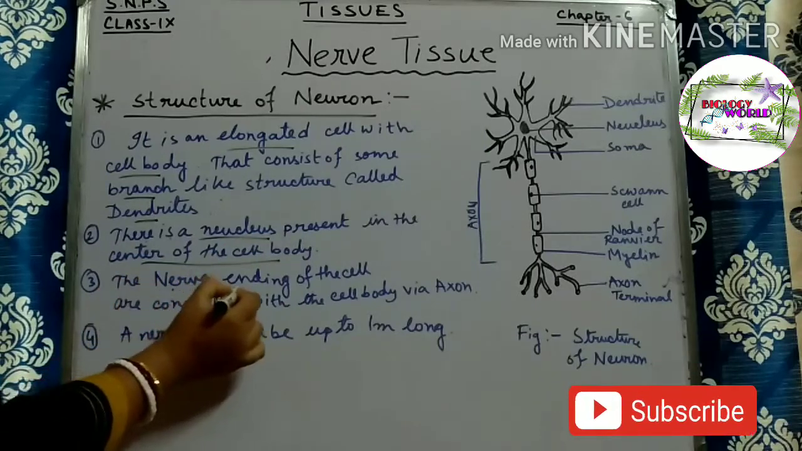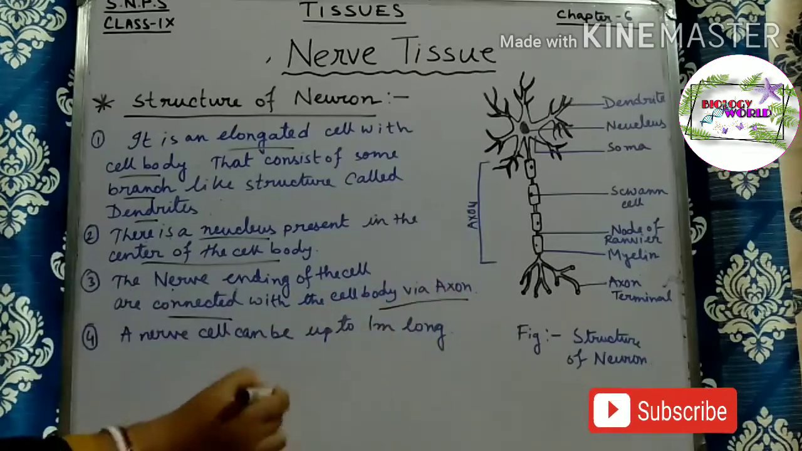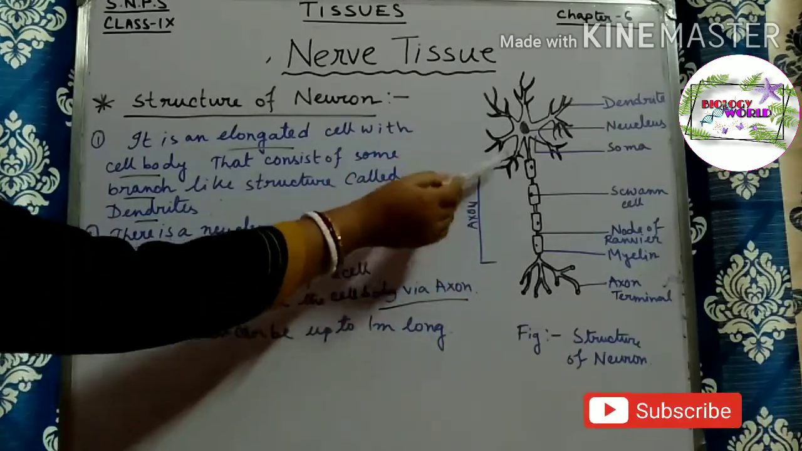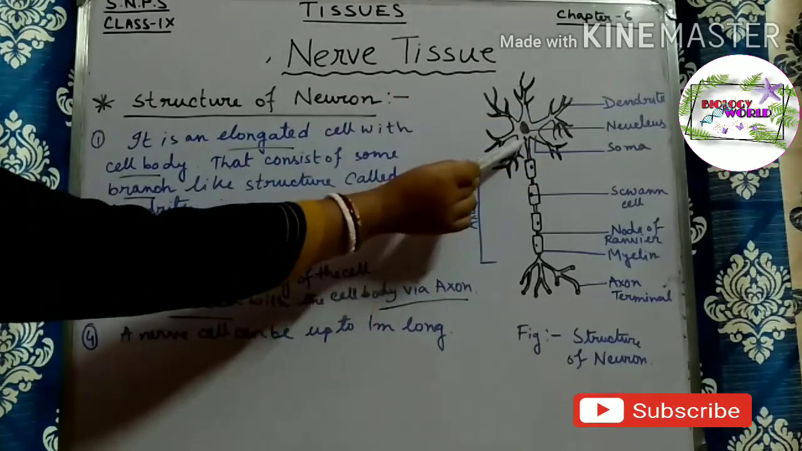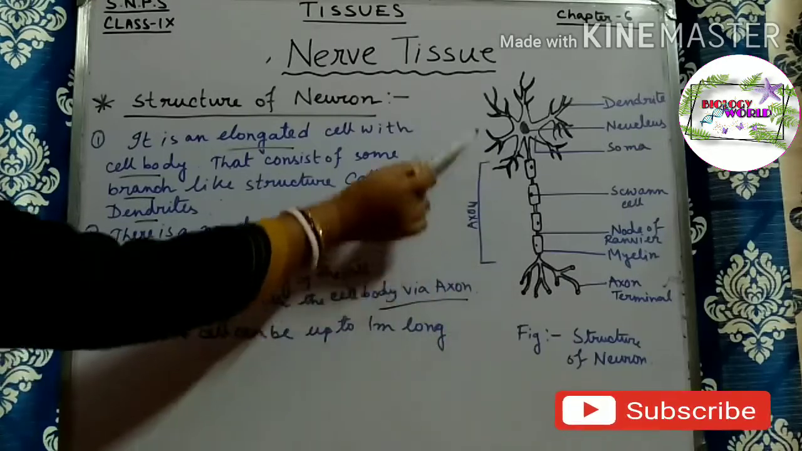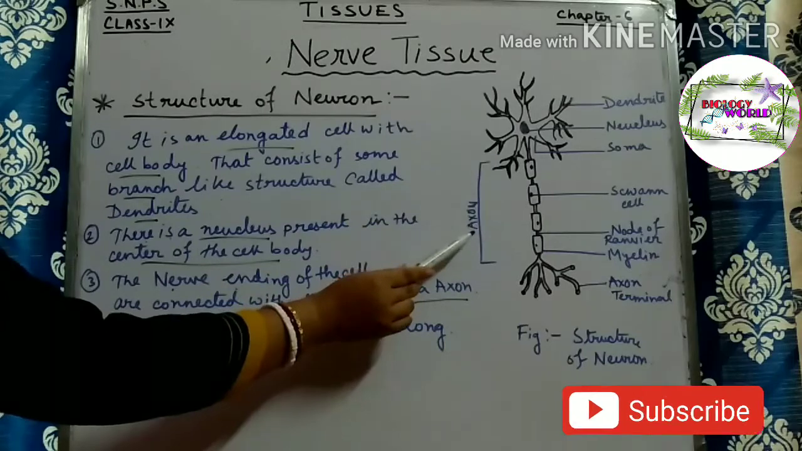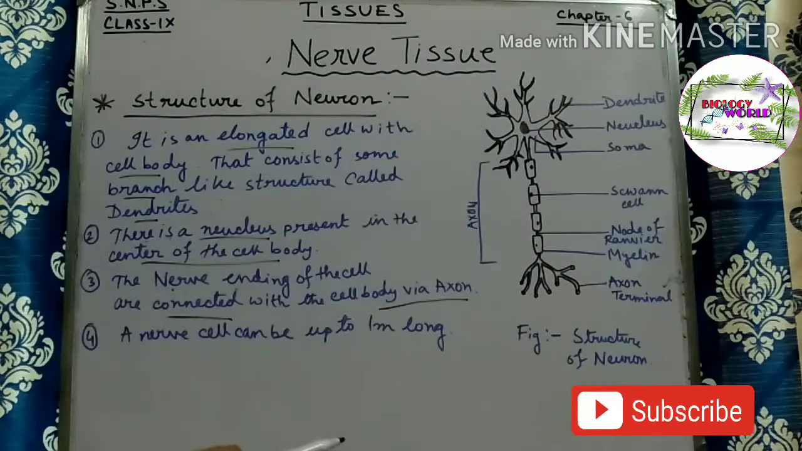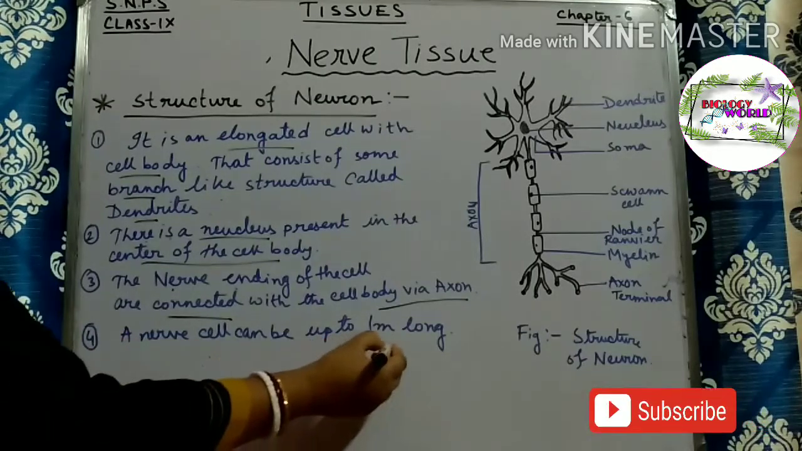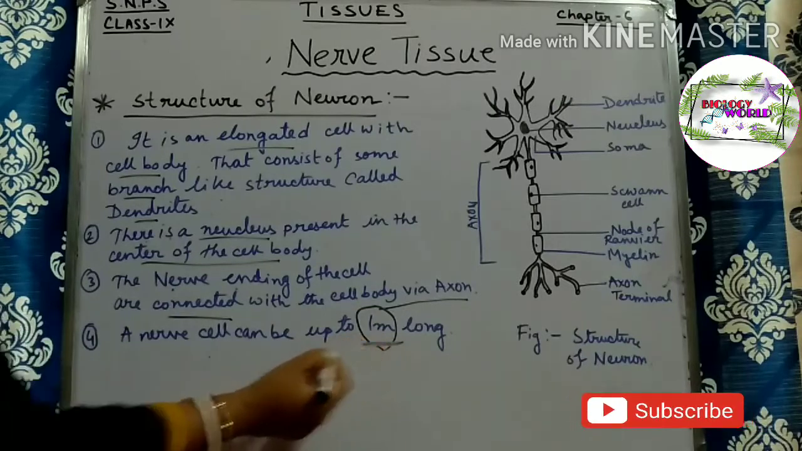The nerve ending of the cell is connected with the cell body via the axon. This elongated portion is known as the axon. This axon is connected with the cell body. A nerve cell can be up to 1 meter long.